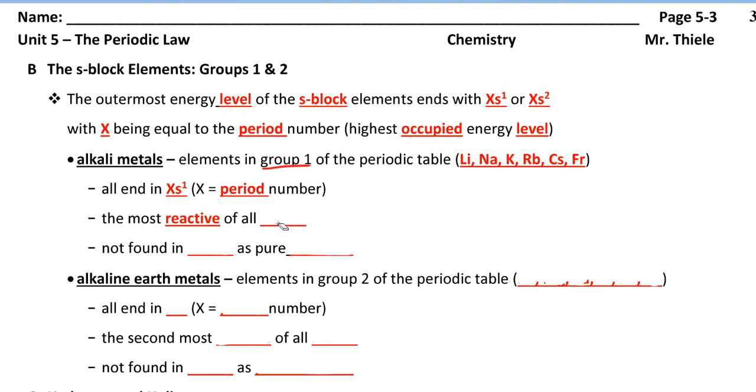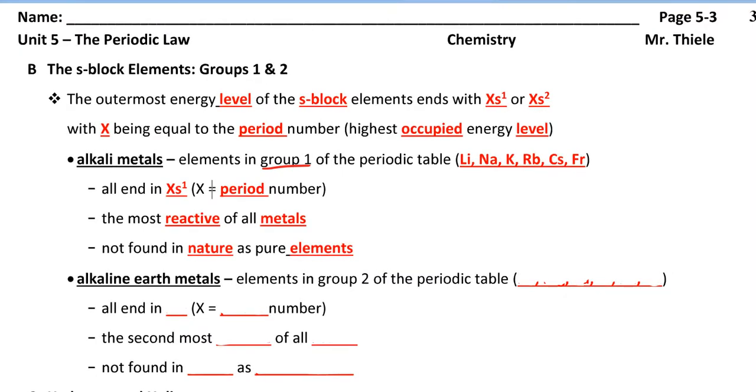The alkali metals, as we may have already learned, are the most reactive of all metals, and they are not found in nature as pure elements. They are so reactive that you just don't find them in their pure form in nature, because they would immediately react with something and form a chemical compound.